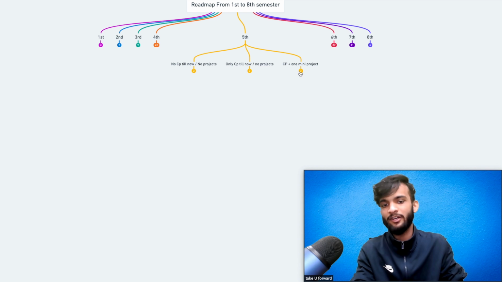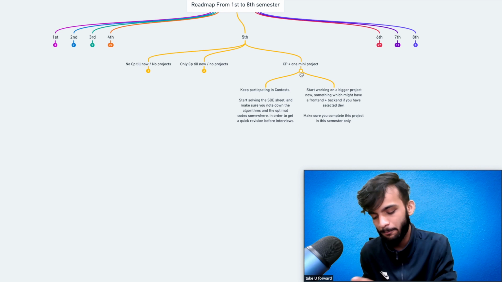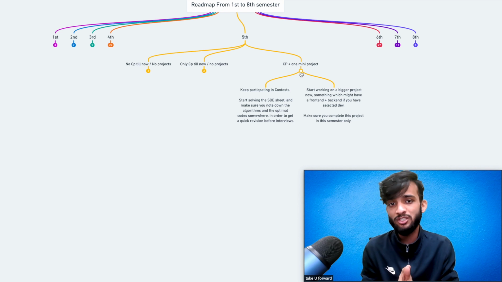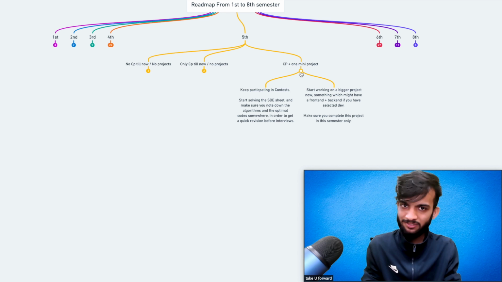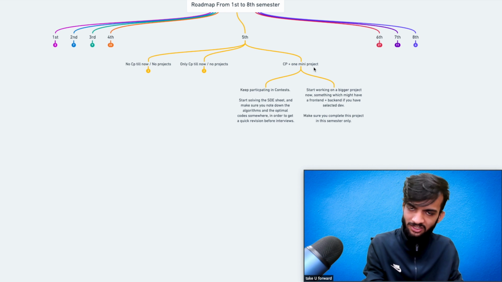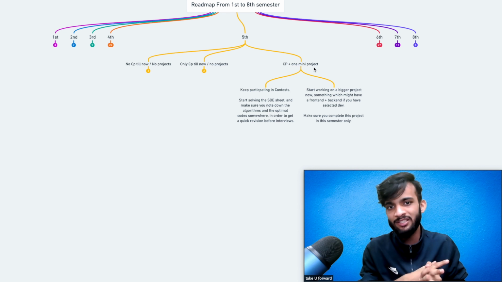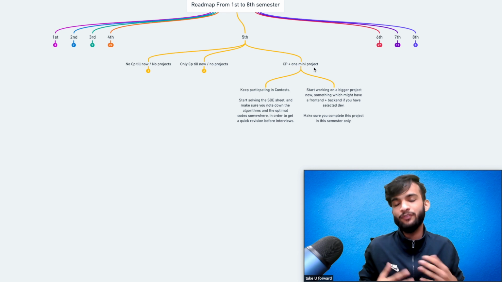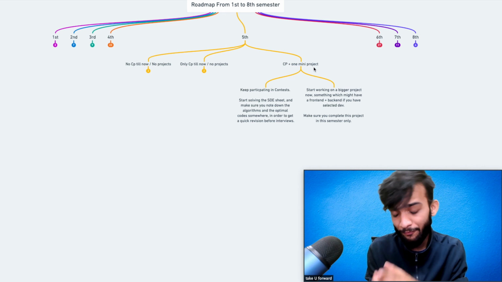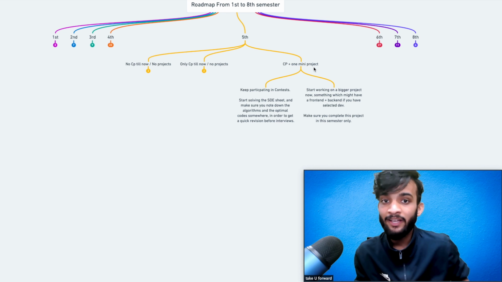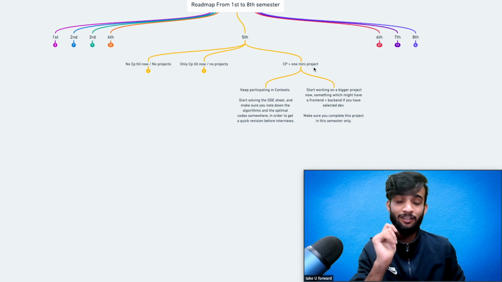Now, what if you have done CP and you have done a mini project? That means you're following the roadmap from the first semester. In that case, again, same stuff. Keep participating in the contest. Start doing the SD sheet and note down all the solutions of the SD sheet in some notepad, so that in the future it can help you. Now, if you have done a mini project in your fourth semester, in your fifth semester, it's time to start off with a major project.